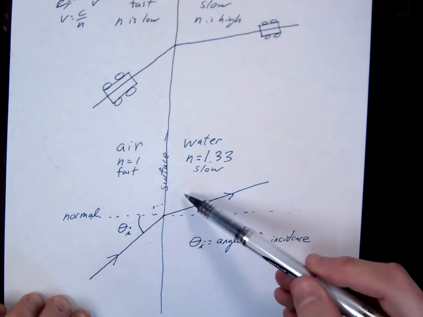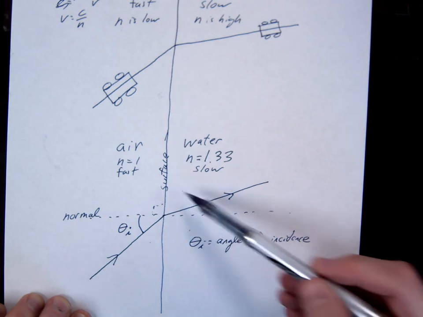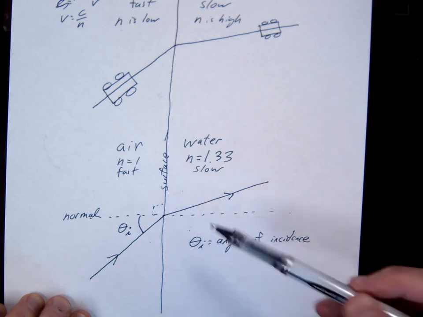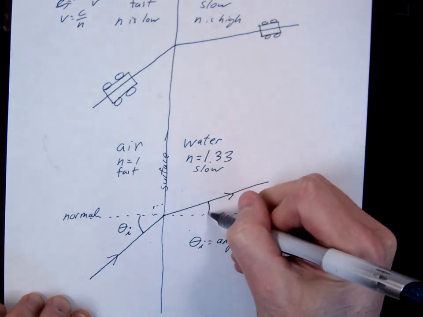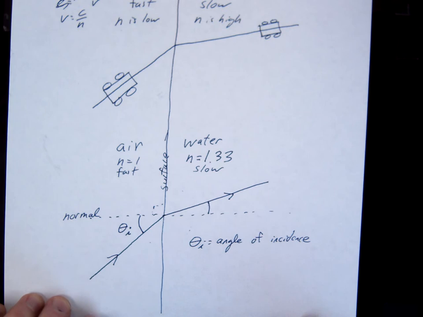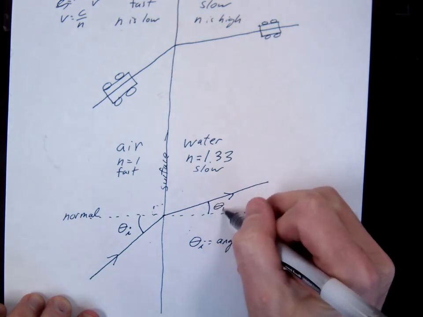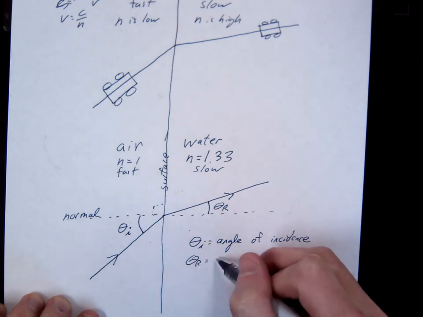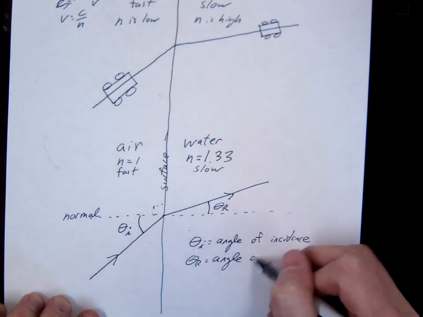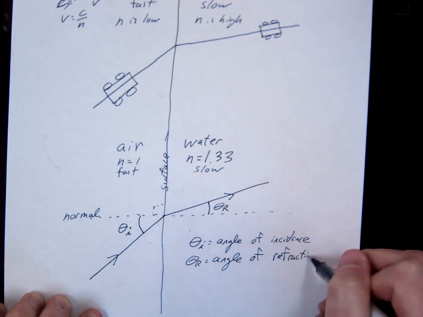So we have a few choices: A, B, C. Which angle am I looking for, A, B, or C? B. All angles are with the normal, always. Whenever I talk about angle, it's with the normal. Theta R equals angle of refraction.